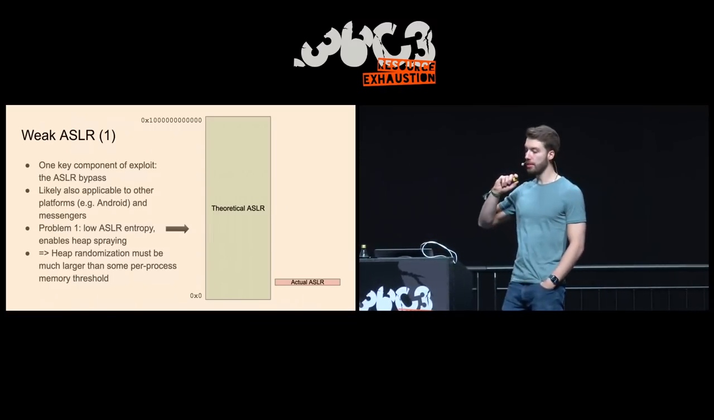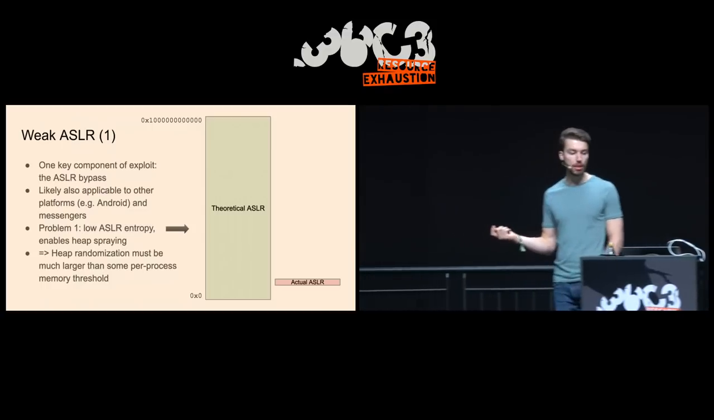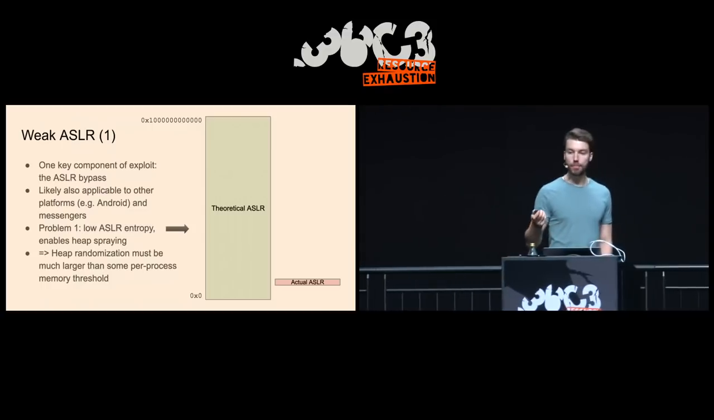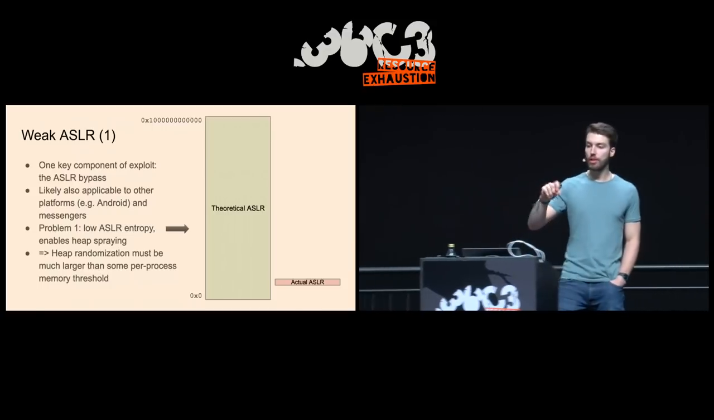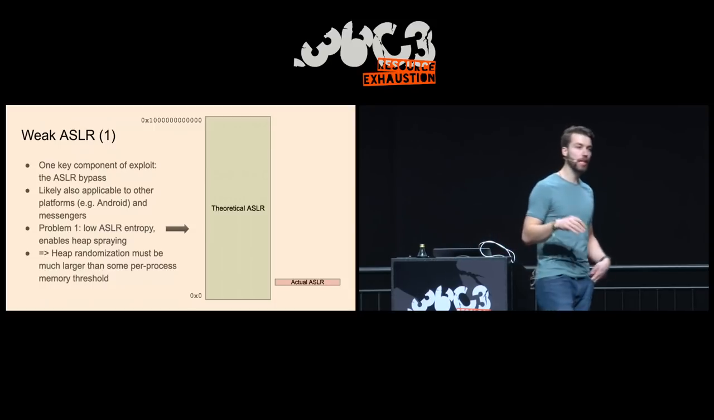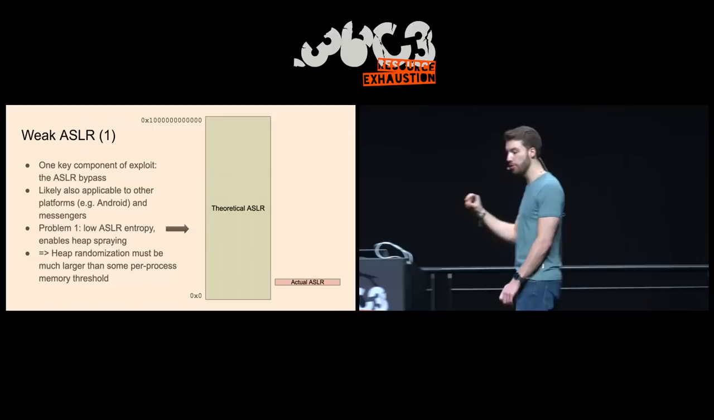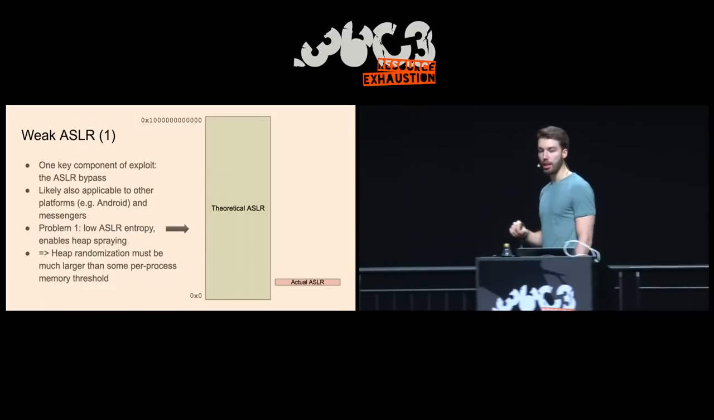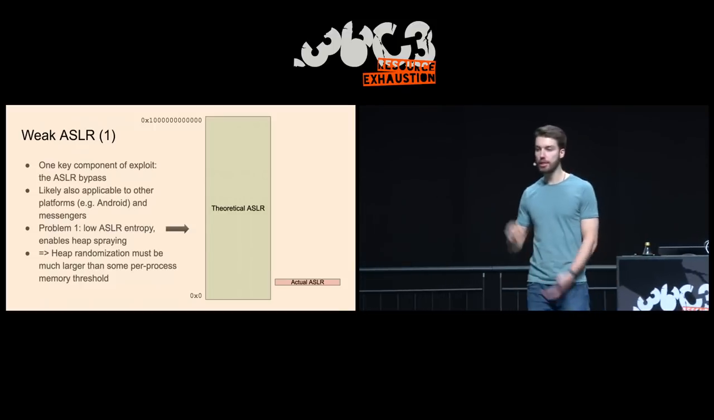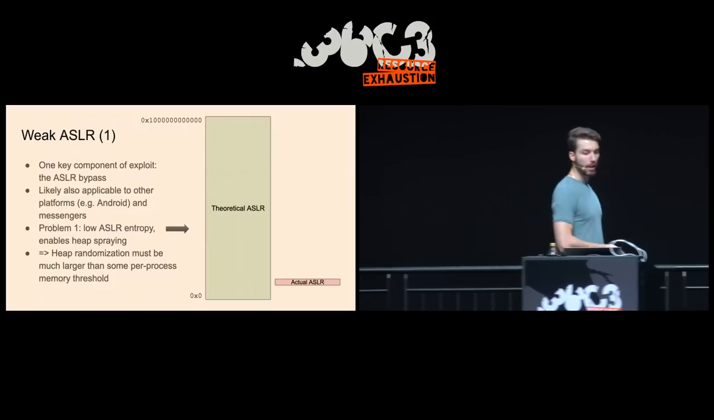So weak ASLR. This is basically the heap spraying, which is just too easy. This shouldn't be so easy. In terms of theoretical ASLR, you can see it maybe sketched here on the right. In theory, ASLR could be much stronger, much more randomized. In reality, it's just like the small red bar. So it should just have much more entropy to make heap spraying not viable anymore.